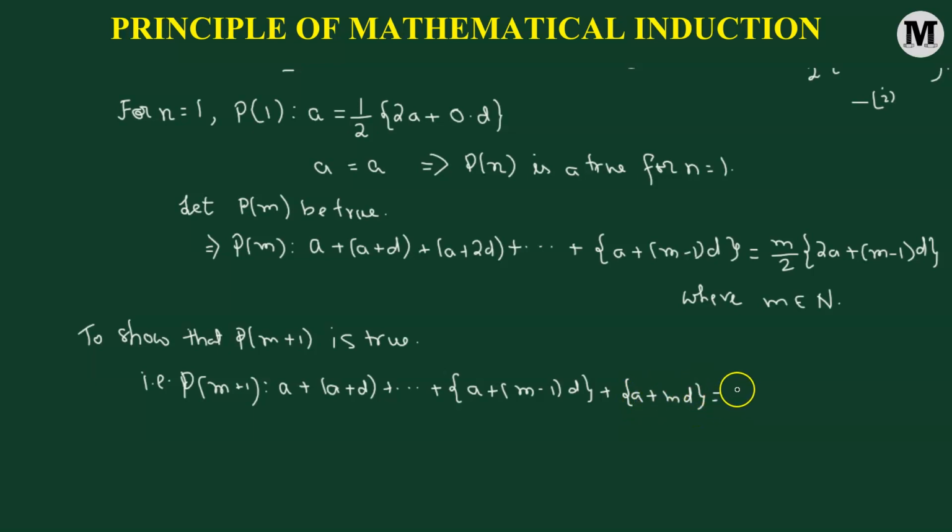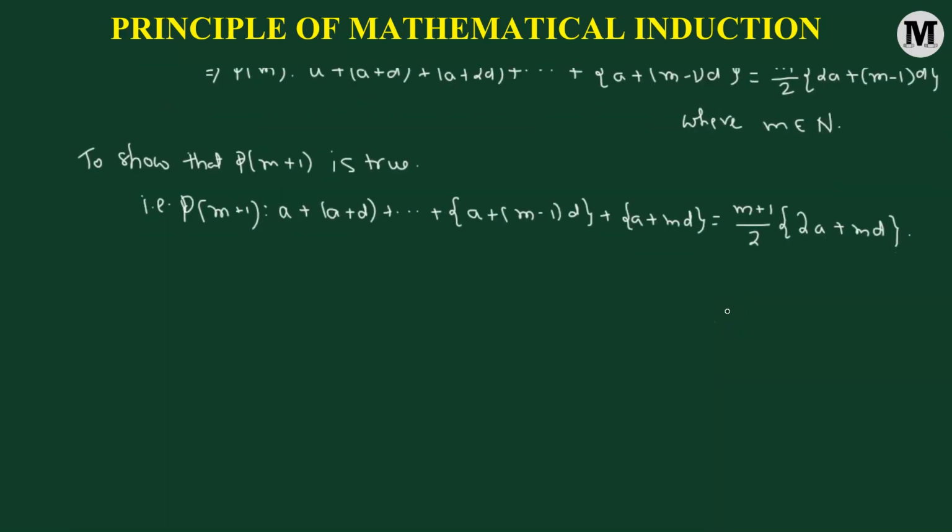And this should be equal to (m plus 1) divided by 2, multiplied by 2 times a plus m times d. So this is what we have to prove. How do we prove that? Here we will start from the left hand side.